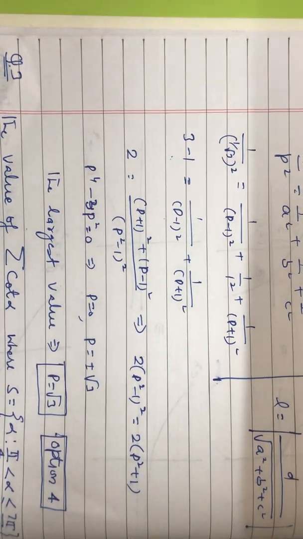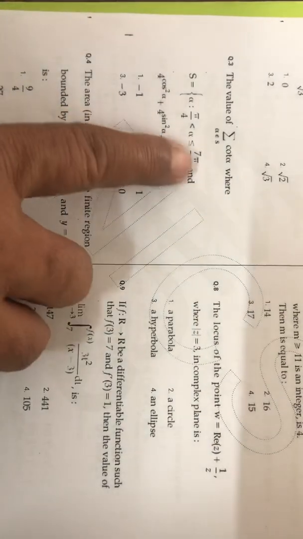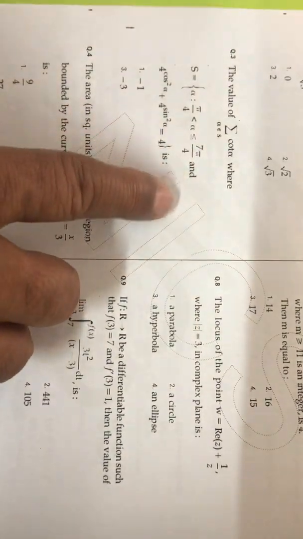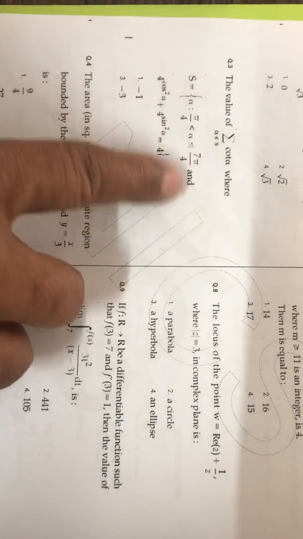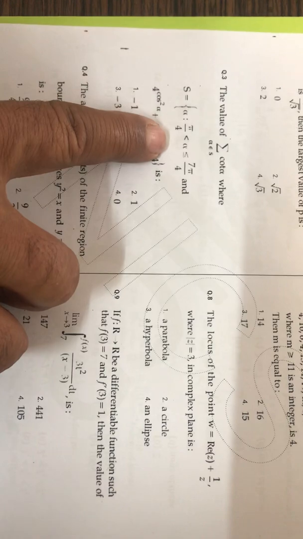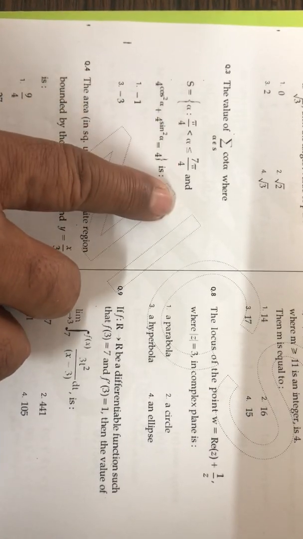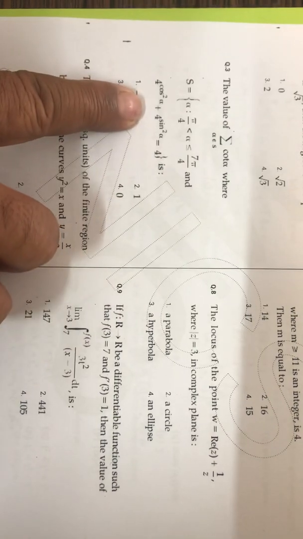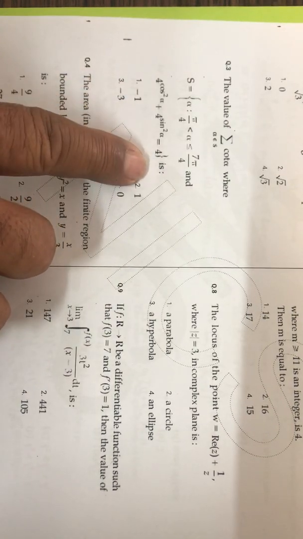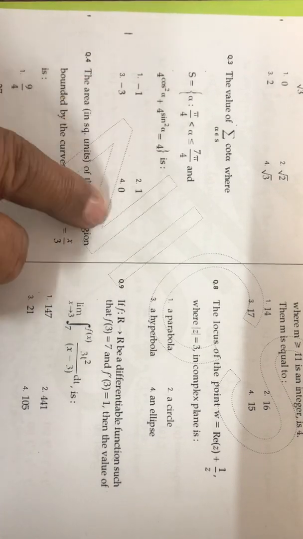Now let's move to question number 3 of the same paper. Question number 3 is this: the value of the summation of cot α, where α belongs to S, where S is the set where α lies between π/4 (not included) and 7π/4, and the equation is 4^(cos²α) + 4^(sin²α) = 4. The four options are -1, 1, -3 and 0.